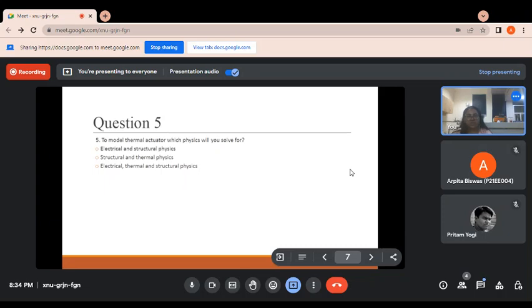So question number 5: to model a thermal actuator, which physics will you solve for? Electrical and structural physics, structural and thermal physics, or electrical, thermal, and structural physics?